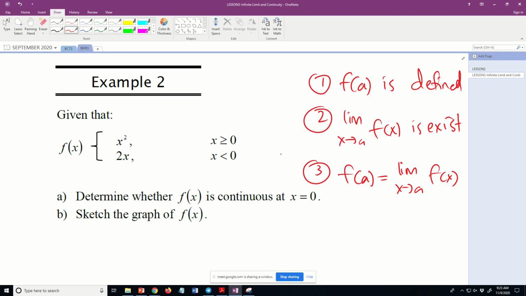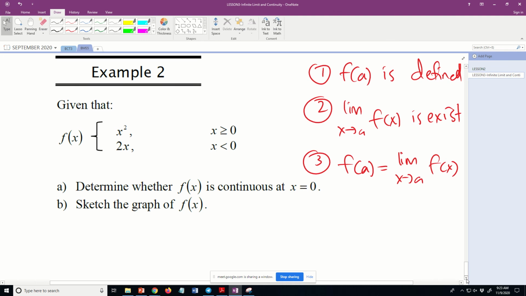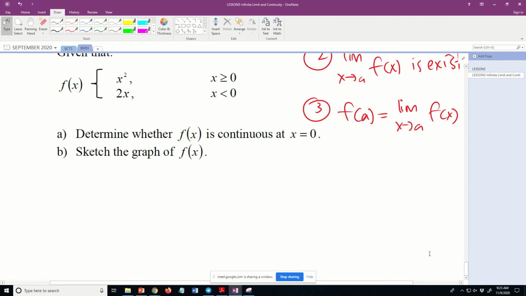Okay, now I'm going for f(a). f(a) is defined. Macam mana saya nak start f(a)? So saya start dengan f(0), because our a is 0. So I start with f(0). Kalau saya nak f(0), what function will I use? I use the first function or the second function? Mana saya nak ambil?